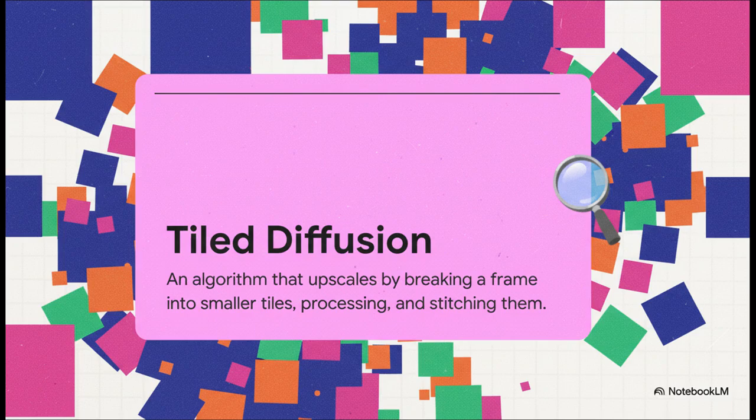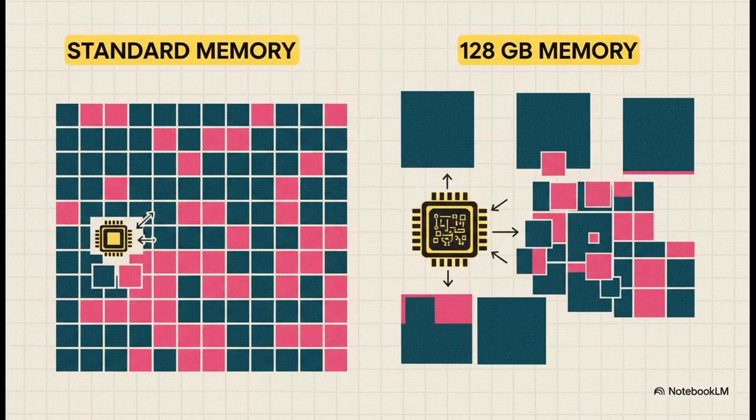final high-res frame. And this is where the Spark's 128 gigs of memory gives you a direct, tangible benefit. All of that memory lets you use much larger tile sizes, and you can process more of those big tiles in a single batch. What does that mean for you? A faster and, more importantly, a cleaner upscale.